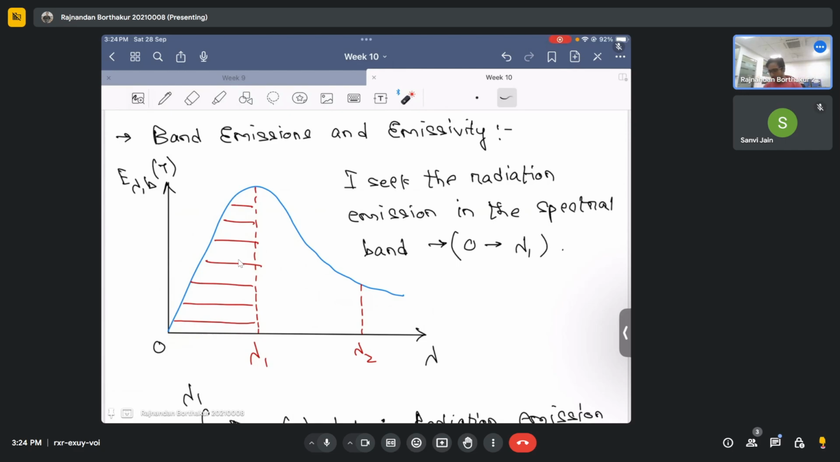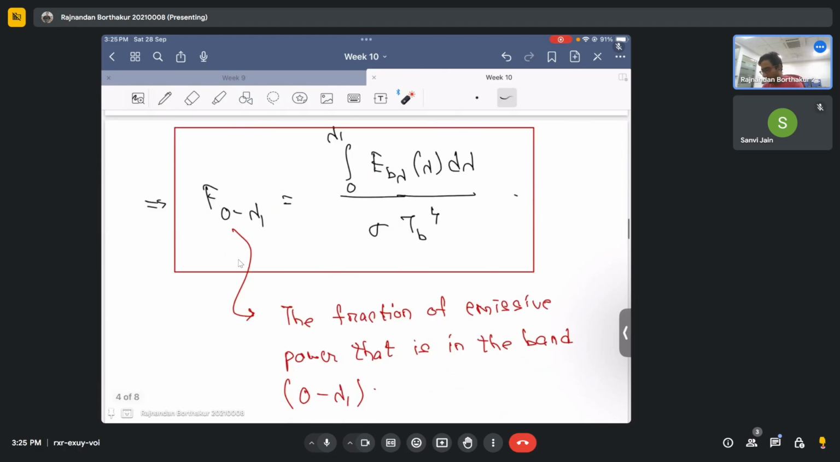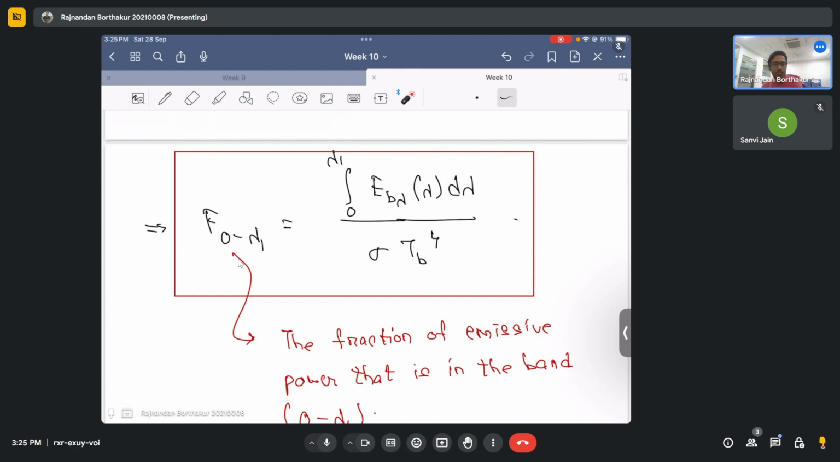Needless to say, since this area is less than the total area, this band emission function is a fraction. Using a simple energy balance, you can justify that the emissive power between wavelength 0 to lambda 1 will be less than the total emissive power, which is sigma times T_b raised to the power 4. So this is the formal definition of the band emission function. Now, although we have formally defined it, how do we calculate this fraction, the fraction of the emissive power lying from 0 to lambda 1?